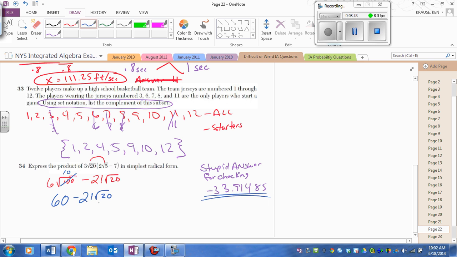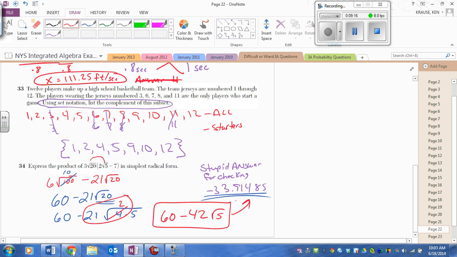But unfortunately, we're not simplified. This has to be simplified. So it's 60 minus 21 square roots of 4 times 5. Square root of 4 is 2. So you end up with 60 minus, and then these multiplied together give me 42 square roots of 5. And I'm going to type that in my calculator. 60 minus 42 square roots of 5. And lo and behold, it does in fact give me this. So this is my answer in simplest radical form.